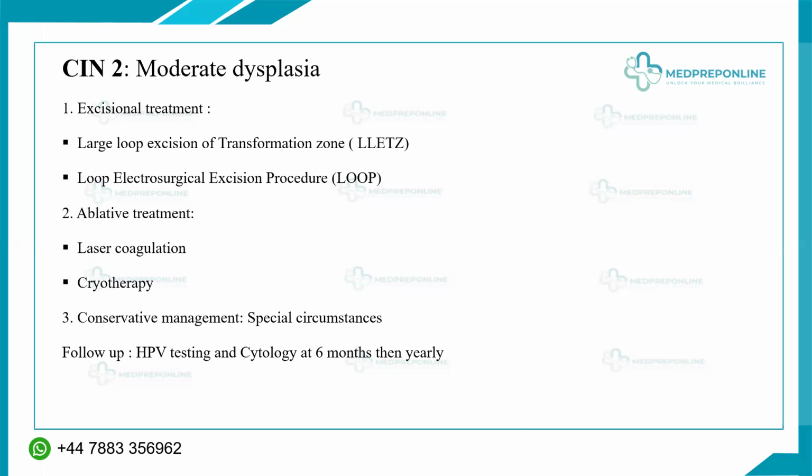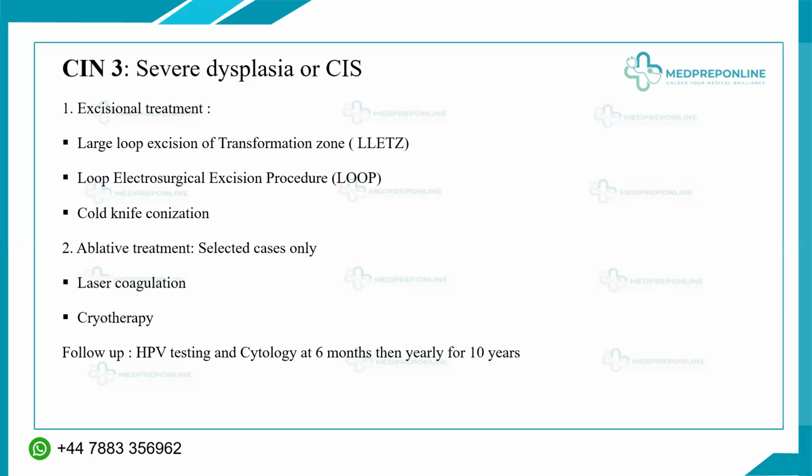Now, in CIN2, because this is a higher grade of dysplasia, obviously you will be following the patient up more frequently. So HPV testing as well as cytology will be done at 6 monthly intervals, and then you will do it yearly. Now, coming to severe dysplasia, which can progress to carcinoma in situ, you have the same modalities of treatment. Only difference is here you'll do HPV testing as well as the cytology at every 6-month intervals, then every year, and this will be continued for up to 10 years, right?